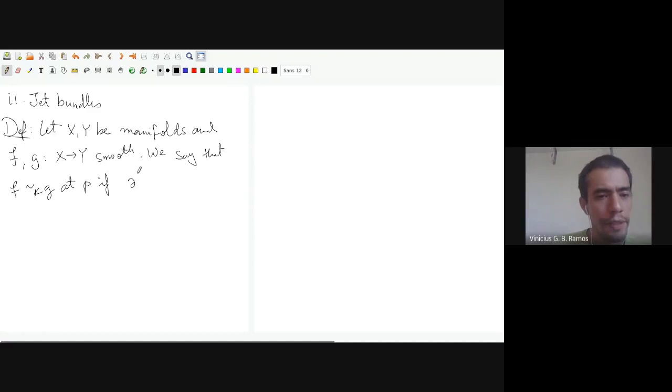when you look at all the partial derivatives, we have to look at a chart. If there exists a chart around P such that, well, sorry, my eraser is small.